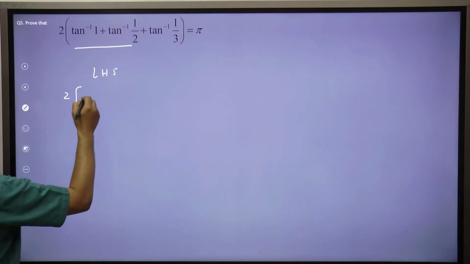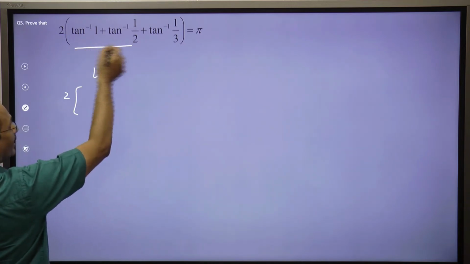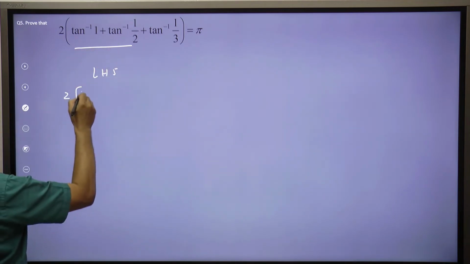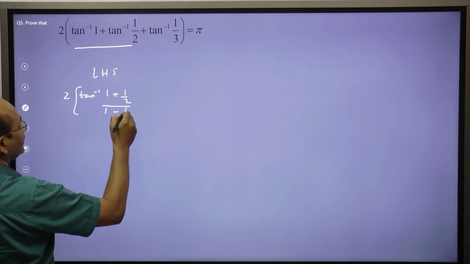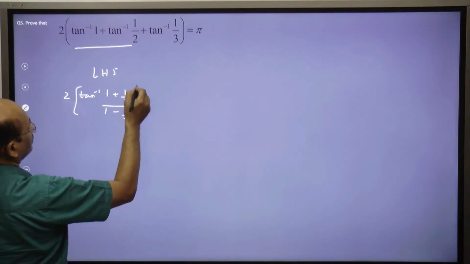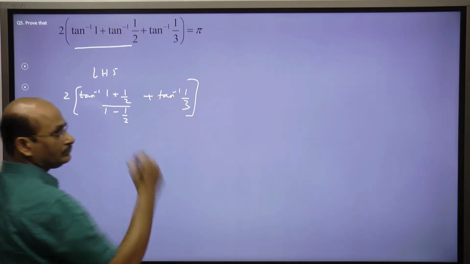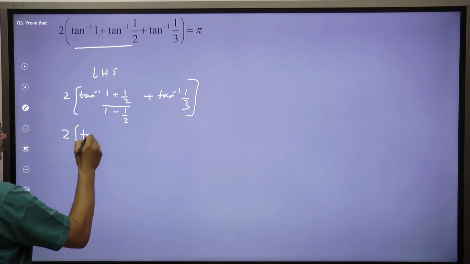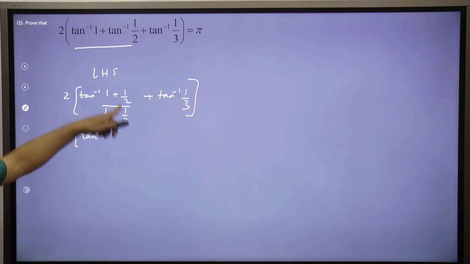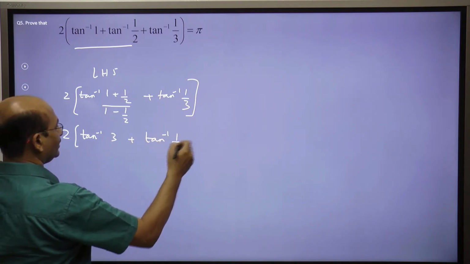So tan inverse 1 plus tan inverse half is tan inverse x plus tan inverse y. I am applying the formula to this now. So tan inverse x plus tan inverse y is tan inverse of x plus y upon 1 minus xy, right, plus tan inverse 1 upon 3. Okay, great. So what happens now? This will become tan inverse 2 plus 1, 3 by 2, and 1 by 2. So 3 by 2 upon 1 by 2 is tan inverse 3 plus tan inverse 1 by 3.